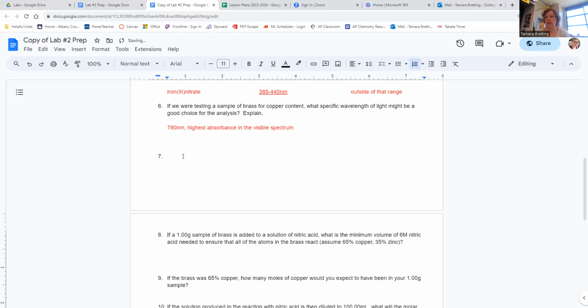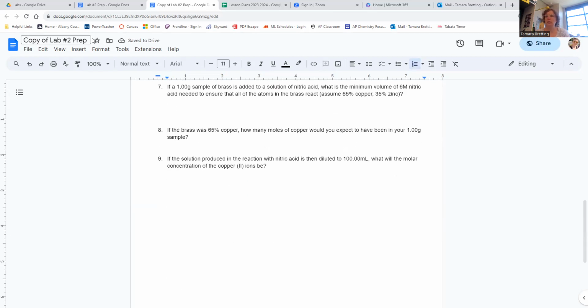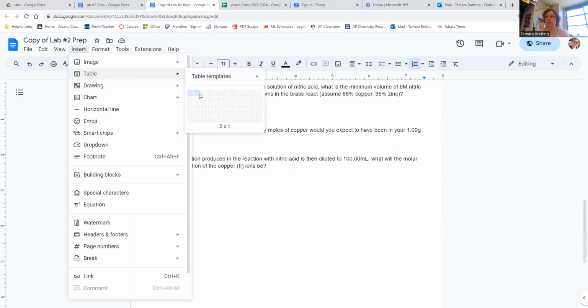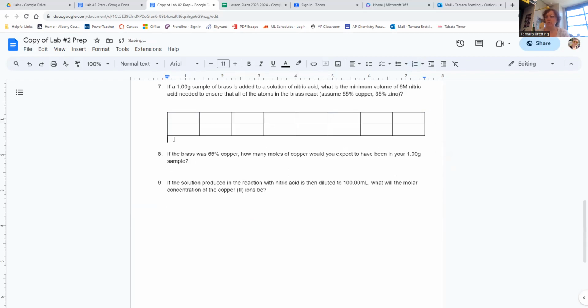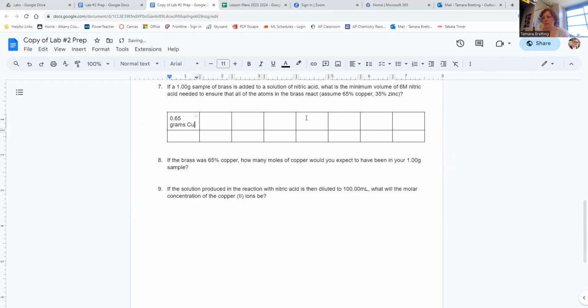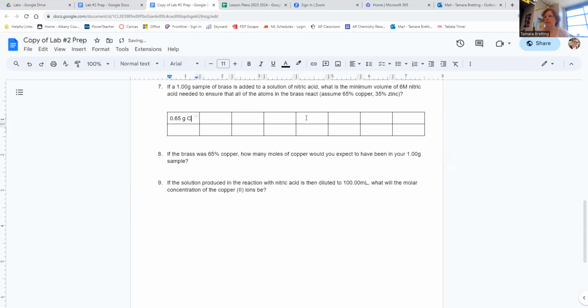I'm going to get down to a new page here to give myself some space to show this, and I'm going to insert a little table so I can show my factor label steps. I'm not sure how many boxes I'm going to need here, but okay, I'm going to start with 0.65 grams of copper. And then I know 1 mole of copper is 63.5 grams of copper, if I'm remembering that right. Let me grab my periodic table.